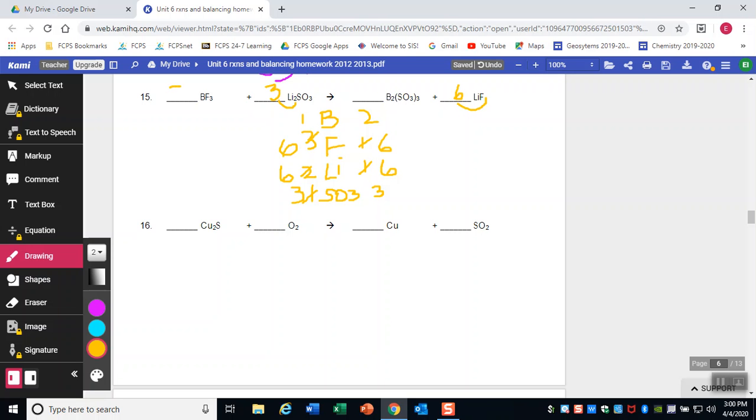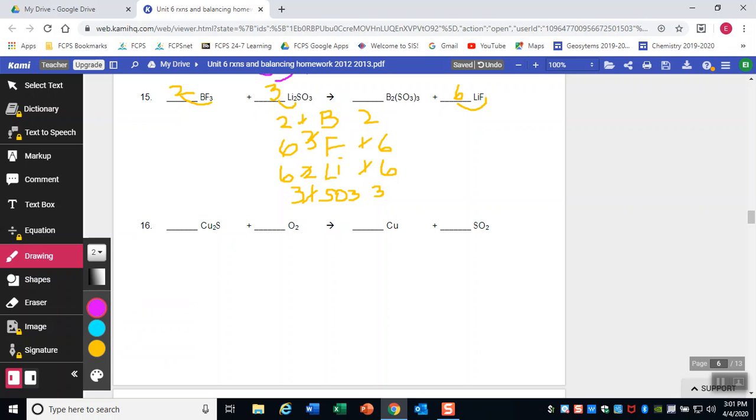3 times 2 is 6, right? So that would be my 6 fluorines. And then also that doubled my borons, so that works out perfectly. It's so nice when that happens. Now let's do a quick check. I like these Laker colors.